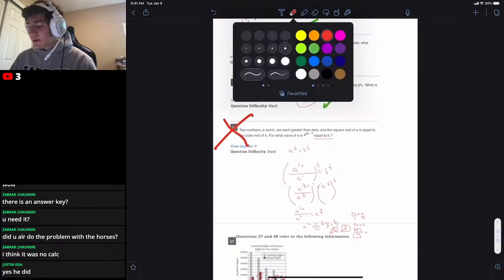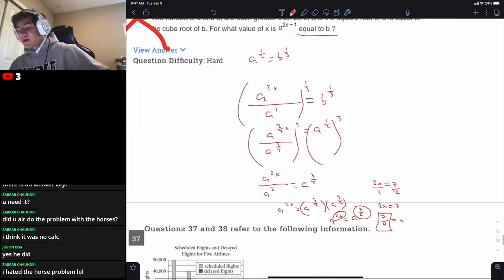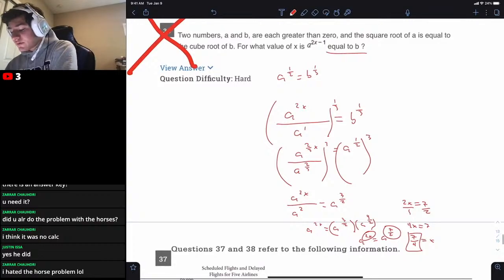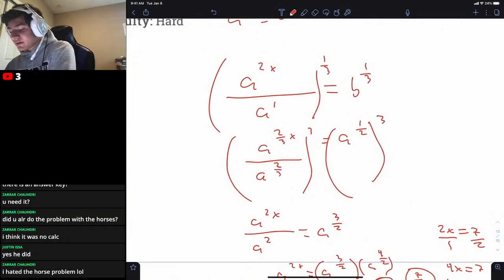Let's check out why I got this problem wrong. Let's really think about this. So a to the 2x over a to the 1, correct, equals b. I'm going to put everything to the 1/3, which is the same thing as saying a to the 2 over 3x, yep. And then a to the 2 over 3, good. And then, wait, but why would that happen? Oh, I see my mistake.